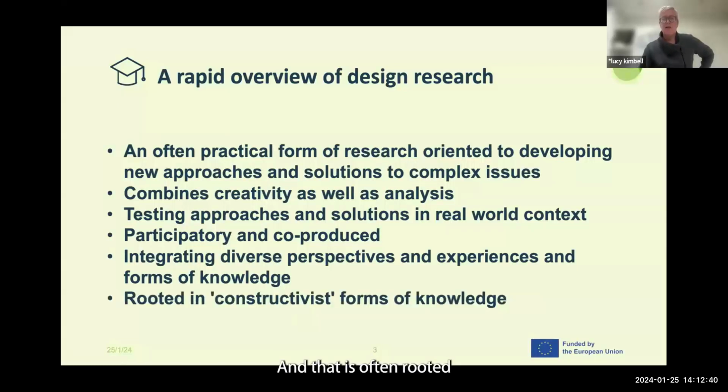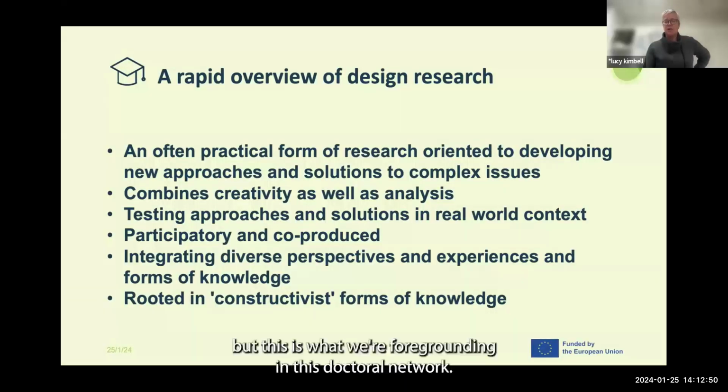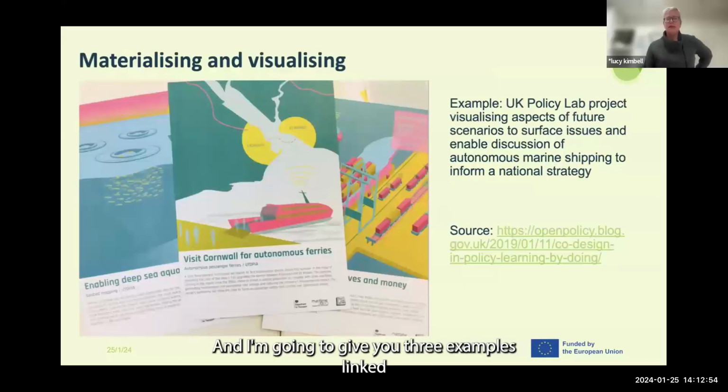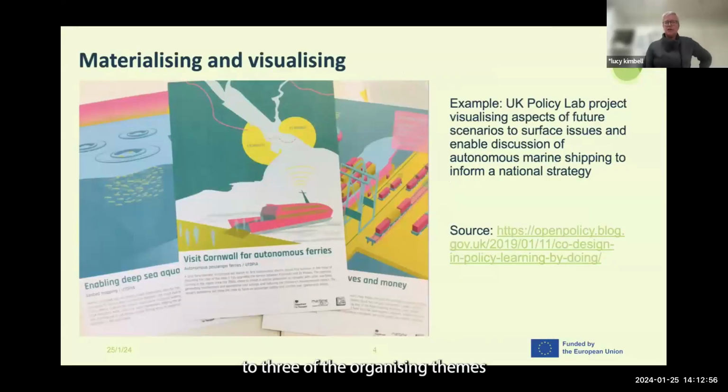And it is often rooted in what we call constructivist forms of knowledge. So hopefully that is a bit of a summary. There are other types of design research. This is not the only one, but this is what we're foregrounding in this doctoral network. And I'm going to give you 3 examples linked to 3 of the organizing themes that are central to the network. The first is materializing and visualizing.